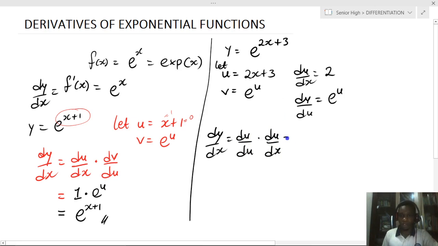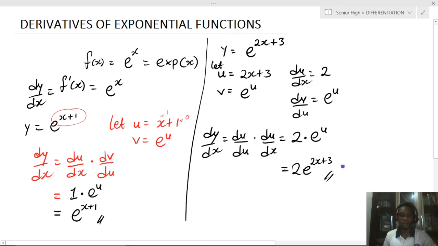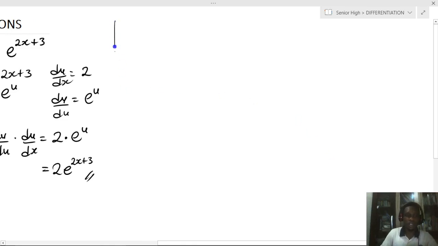That means 2 is multiplying exponential u. And what's the final answer? 2 multiplying exponential, and what's our u? 2x plus 3. So this is the answer here: 2 exponential 2x plus 3. Now let's take another question again. What if we're given exponential of minus x squared? That is, y is equal to exponential of minus x raised to the power 2.